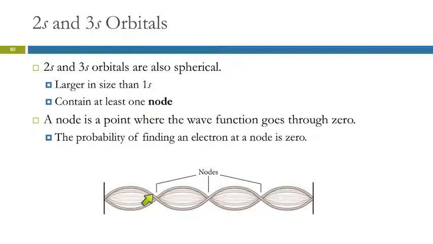A node is a point where the wave function goes through 0. And so what we see is here at the nucleus, the probability of finding an electron is 0. And there's another place out here where the probability of finding the electron is 0. And if there are more nodes, those all represent places where the probability of finding that electron is 0.